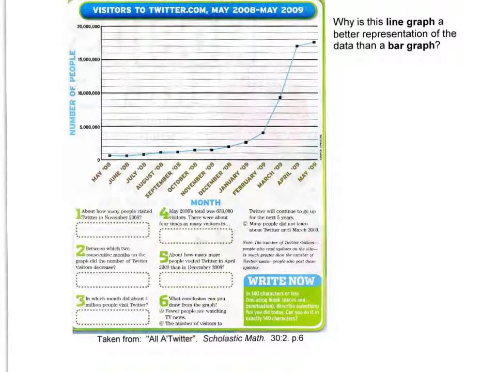I want you to take a look at this graph here on the left, and why is the line graph a better representation of this data than a bar graph? So look back at our notes, and what was a line graph's underlined word? What did I underline? I underlined change over time.